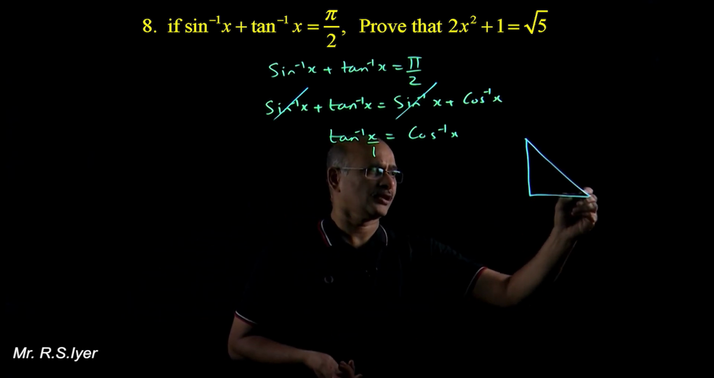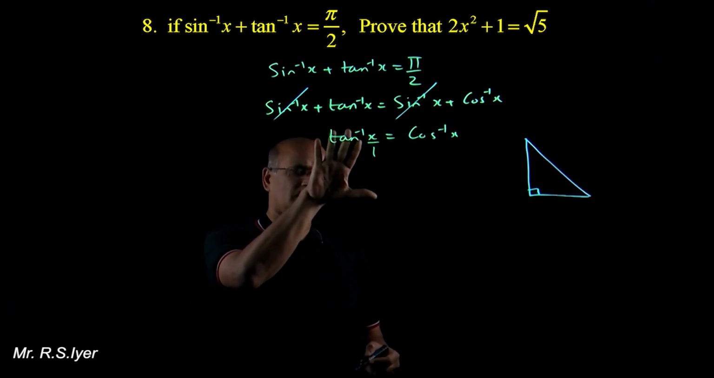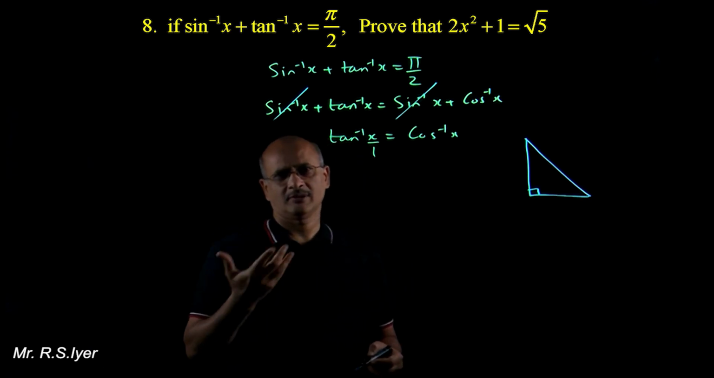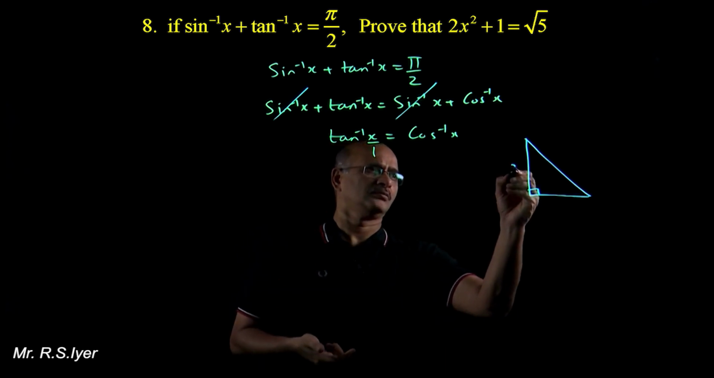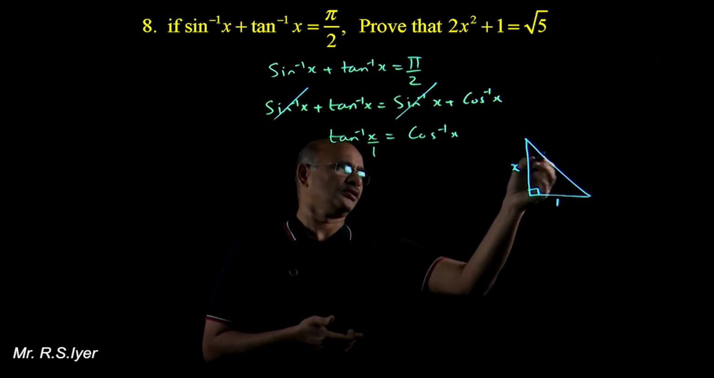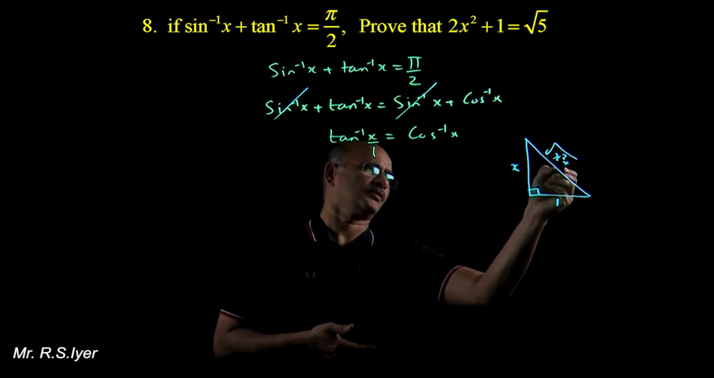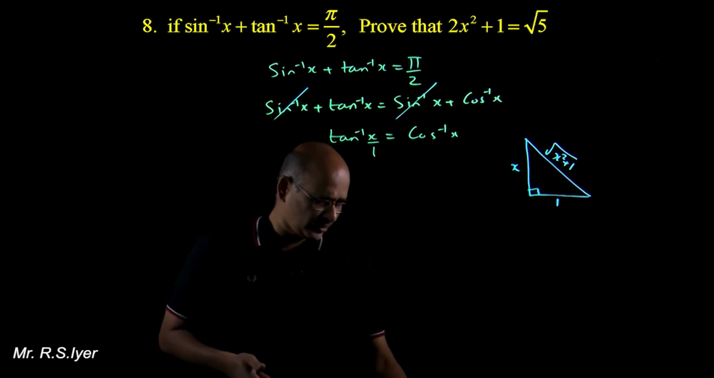This is a right angle triangle, right? This is tan. Forget about the inverse part, it is tan ratio. So can you tell me what is tan ratio? Tan is opposite upon adjacent. So opposite upon adjacent. So this will finally give me, this is root of x square plus 1 by Pythagoras theorem.